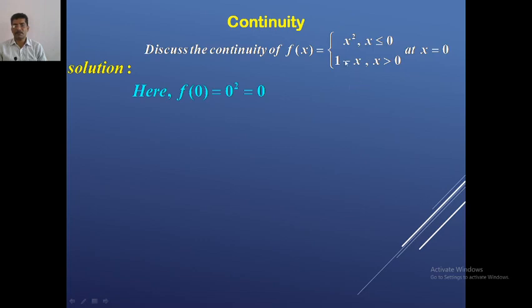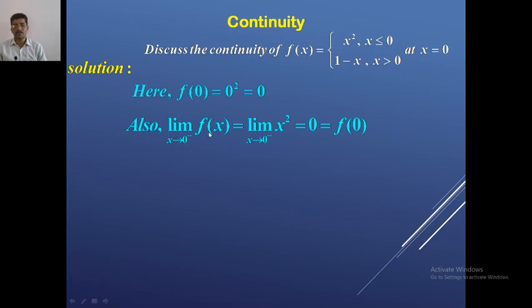Next, find the limiting value of the function. Before finding the limiting value of the function, first observe the given function. f of x is x square for x less than or equal to 0, and for x greater than 0, its value is 1 minus x. It means it is a piecewise function. The point x equal to 0 is a turning point. Therefore, here we find the left hand and right hand limits. First find the left hand limit of the function at the point x equal to 0.